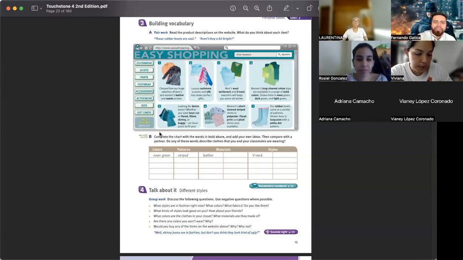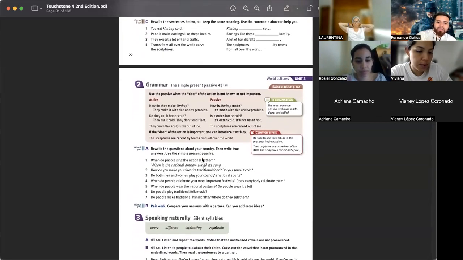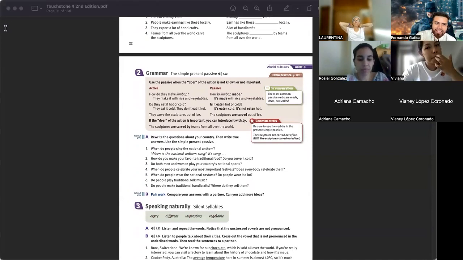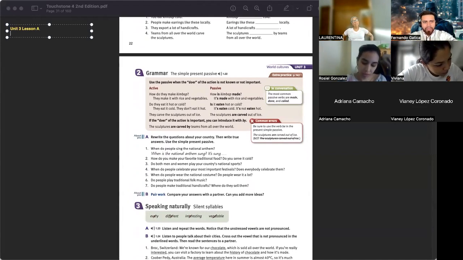All right, and that's it for unit 2. Let's go to unit 3. Unit 3, the passive voice. Unit 3, lesson A. The simple present passive.